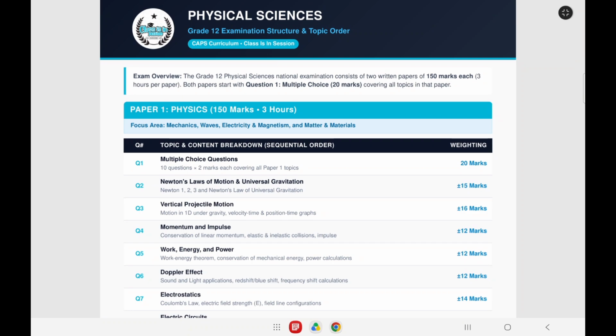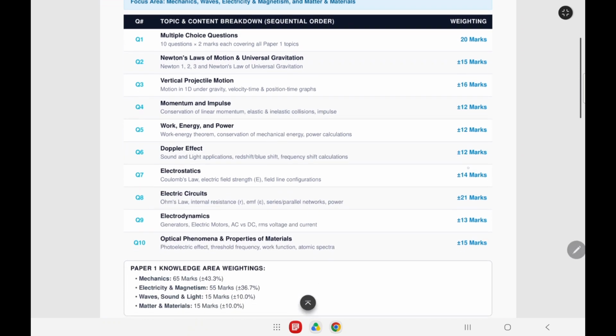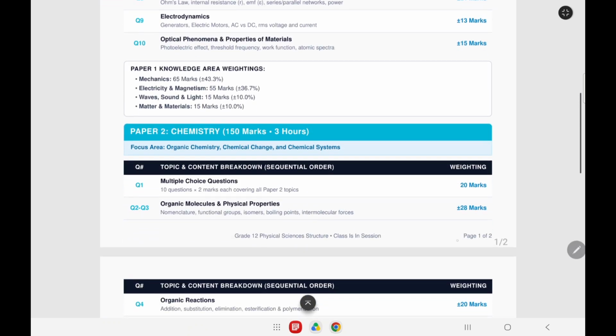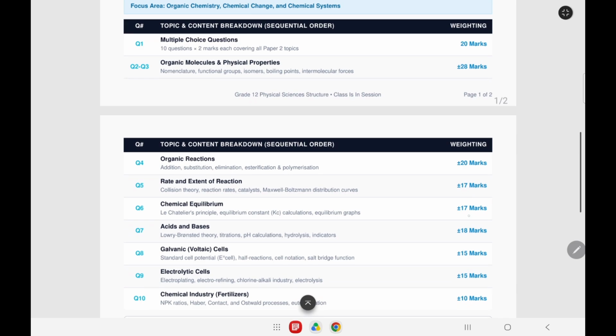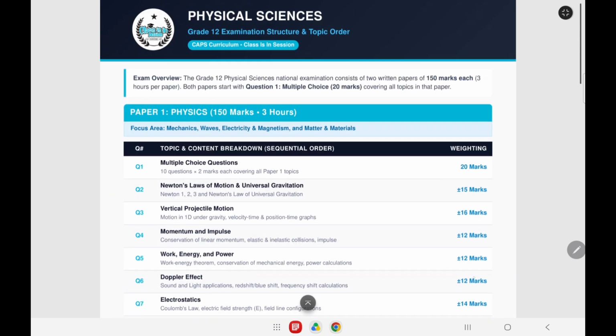In today's session, we'll go through the examination structure and topic order for grade 12 physical sciences learners. So I prepared this document that highlights every single topic as well as a few subtopics so that you know exactly what you'll face when you write your physics papers. Let's go through this document.